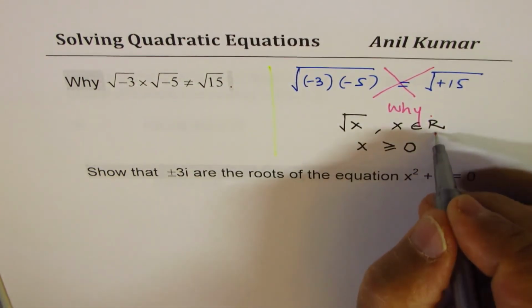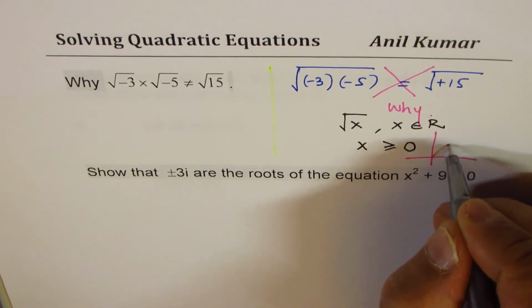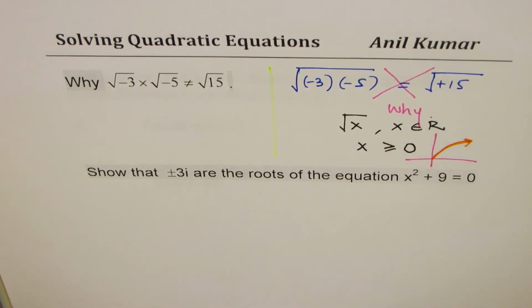If you remember the square root function, if you sketch it, how do you get it? It is like this, correct? It is like this. The domain is always positive numbers.